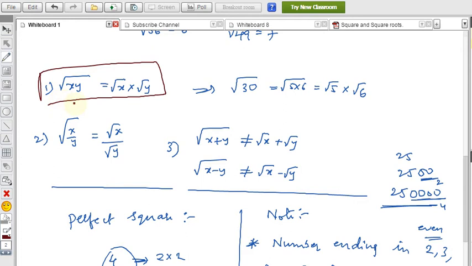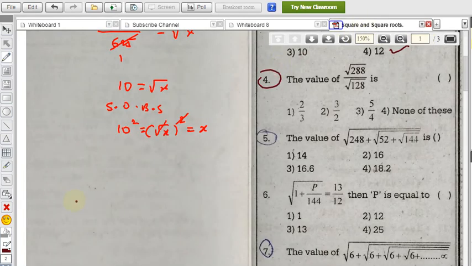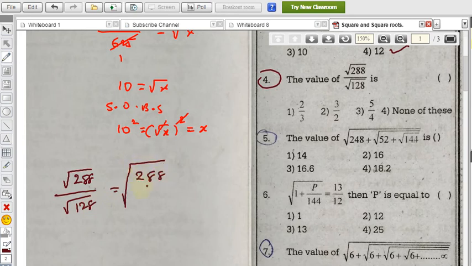Square root of x into y is equal to square root of x into square root of y. Otherwise, square root of x by y is equal to square root of x by square root of y. We apply that here together. Square root of 288 by square root of 128. So under the same square root, 288 by 128. So do cancellations, don't do division.